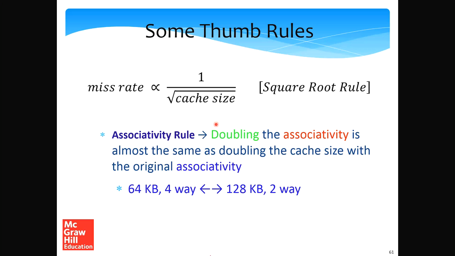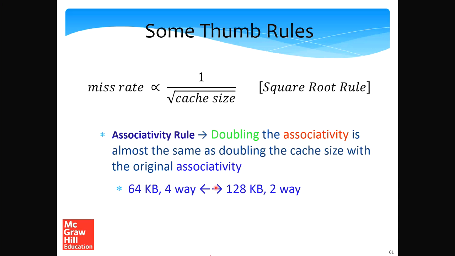The other is the associativity rule. This is again also approximate, no theoretical proofs, just has been observed in simulations and in actual processors, and it's also very approximate in nature. The associativity rule says that doubling the associativity is almost the same as doubling the cache size while keeping the original associativity. To give an example, a 64 KB four-way cache will roughly have a very similar miss rate as a 128 KB two-way cache, right?